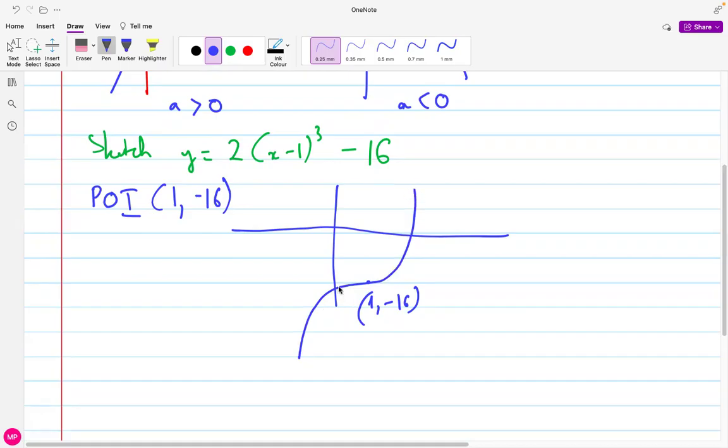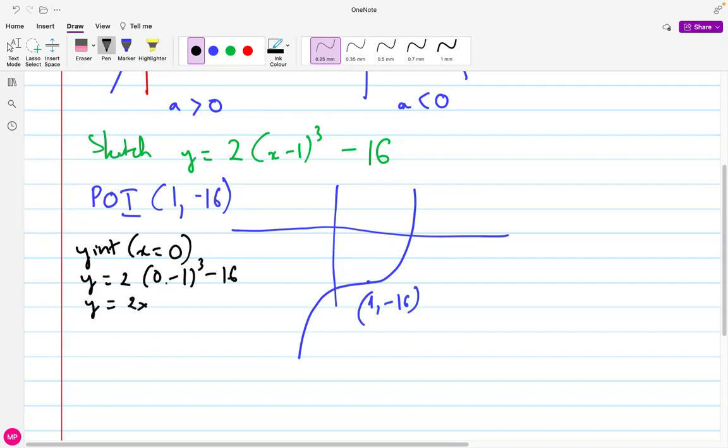What I do next is find the y-intercept and the x-intercept. To find the y-intercept, I let x equal 0. So I substitute 0 in. y equals 2 times (0 minus 1) cubed minus 16. 0 minus 1 is negative 1, negative 1 cubed is negative 1, so you get negative 2 minus 16, which is negative 18. That is here, so label that as (0, negative 18).